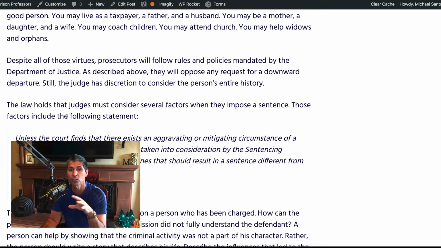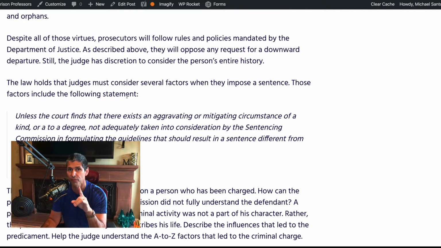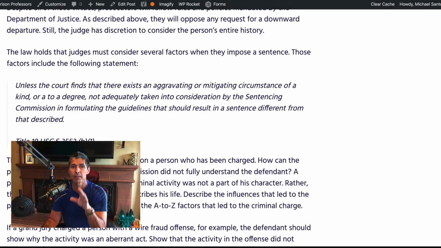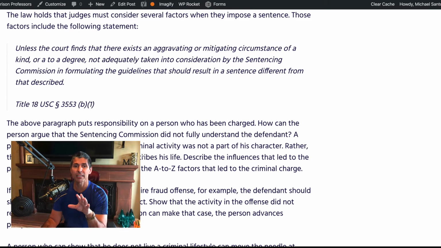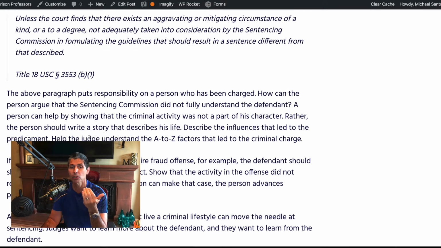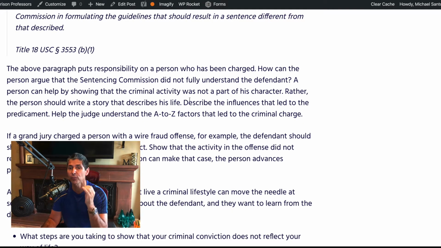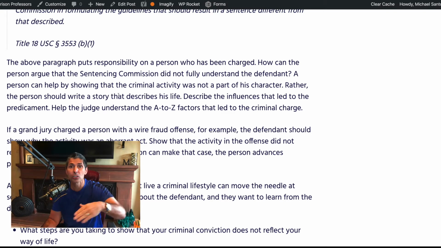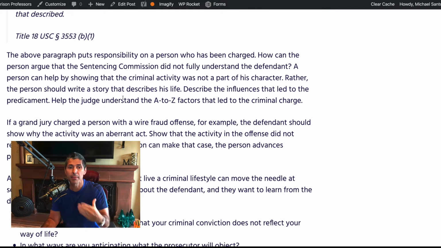It says here, the law holds that judges must consider several factors when they impose a sentence, and those factors include the following statement: unless the court finds that there exists an aggravating or mitigating circumstance of a kind or to a degree not adequately taken into consideration by the Sentencing Commission in formulating the guidelines, that should result in a sentence different from that described. So that paragraph, as I write here, puts the responsibility on a person who has been charged. How can the person argue that the Sentencing Commission did not fully understand the defendant? Well, the person has to really take the initiative to make that happen.